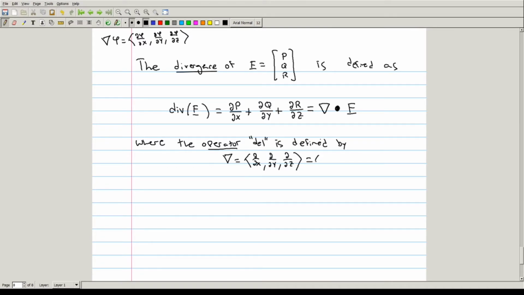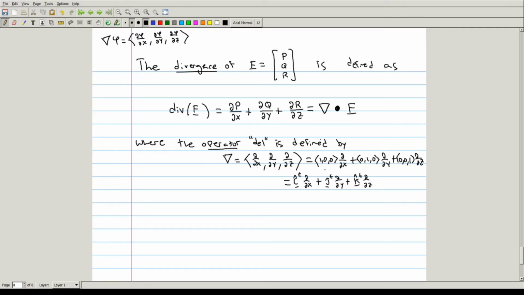We can also write this as 1, 0, 0 times the partial derivative with respect to x, plus 0, 1, 0 times the partial derivative with respect to y, plus 0, 0, 1 times the partial derivative with respect to z, which is the same thing as i hat transpose d/dx plus j hat transpose d/dy plus k hat transpose d/dz.